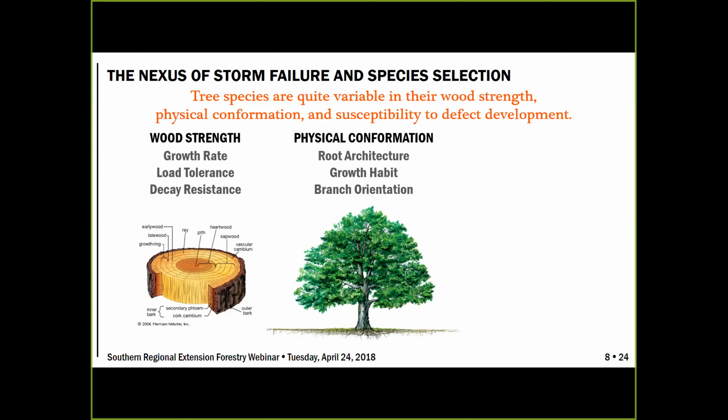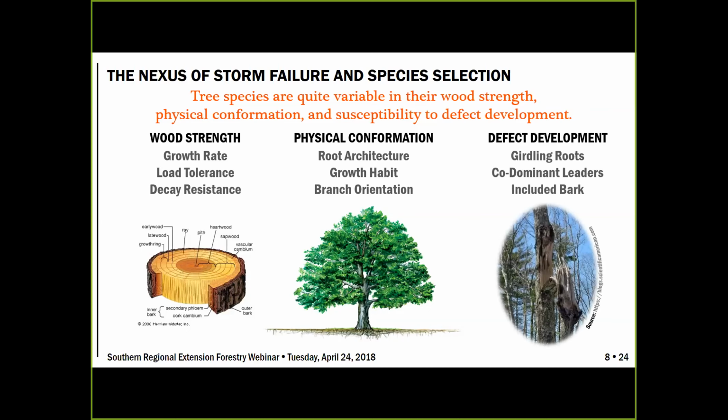When we mention physical conformation of trees, essentially what we're talking about is how the tree parts are arranged. And again, this is under tight genetic control, but it's also influenced by the growing environment that the tree is in: temperature, moisture, light, wind, as well as what types of maintenance we do on the trees, in particular pruning. So here we're talking about things such as the architecture of the root system, the growth habit of the tree, and the orientation of branches in the crown.